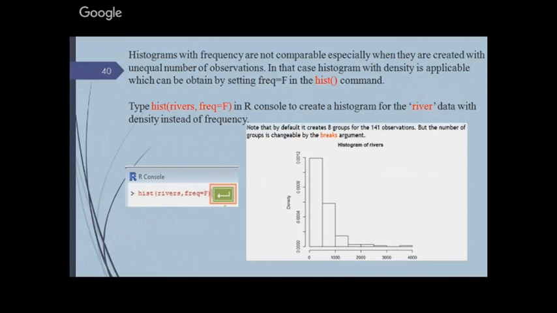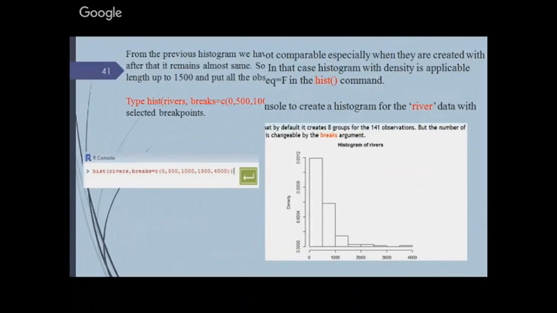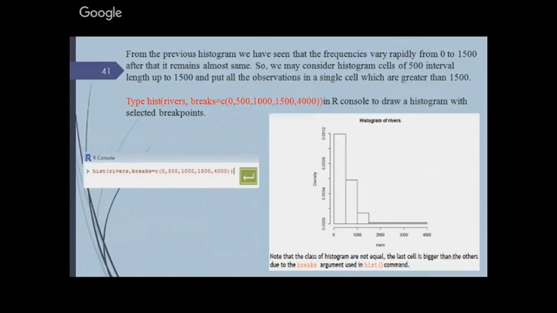Histograms with frequency are not comparable, especially when they are created with an unequal number of observations. So in that case, a histogram with density is applicable, which can be obtained by setting the argument frequency equals to false. If you are having an unequal number of frequencies, you can make this frequency attribute equals to false. And breaks, you can specify the breakpoints in the histogram command.